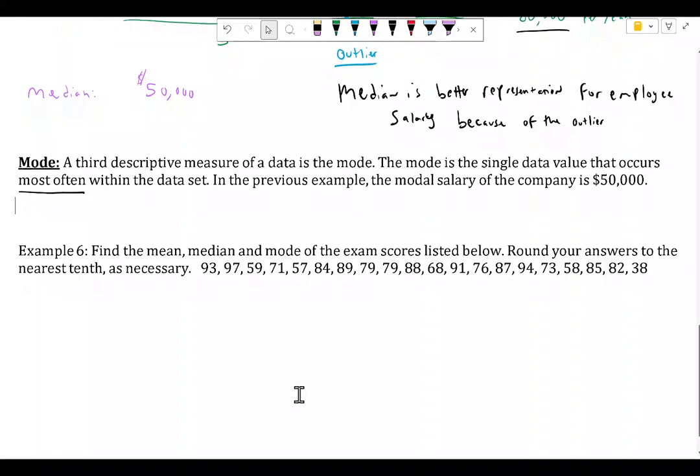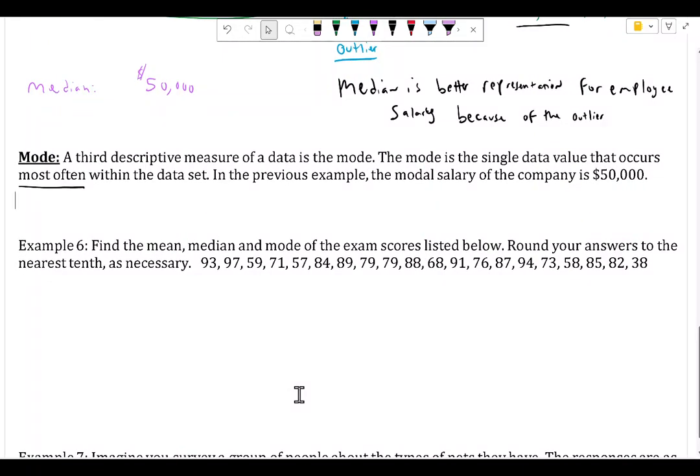Example 6 asks us to find the mean, median, and mode of the exam scores listed below. Round your answers to the nearest tenth as necessary.